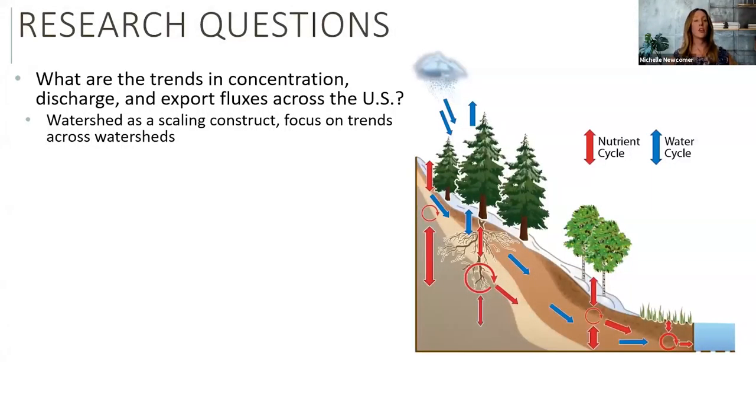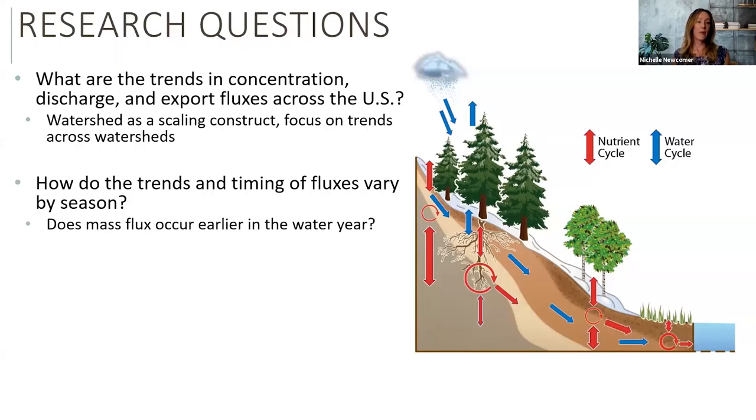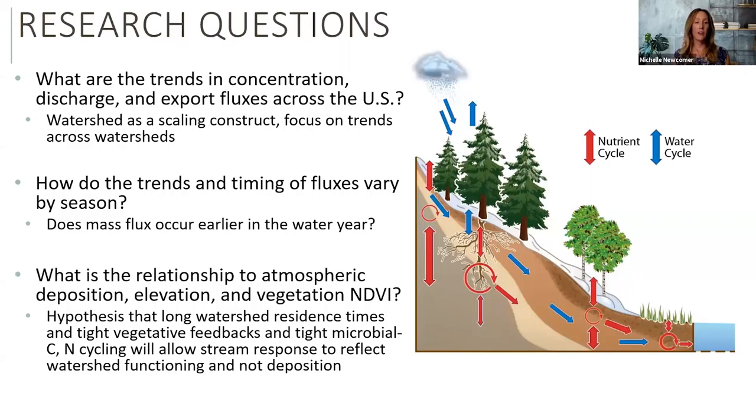For this demonstration today, the research questions I'm focused on are: how are trends in concentration, discharge, and export fluxes, loading being another term for that, changing across the U.S., where we're using the watershed as a scaling construct and focusing on trends in those parameters? How does the timing of fluxes change? For example, across the U.S., for mass fluxes of carbon and nitrogen to the oceans, is the timing changing? Is it occurring earlier or later in the water year? And what is the relationship to other variables we have at the continental scale, such as atmospheric deposition or vegetation remote sensing metrics that we can use to link water quality to remote sensing?